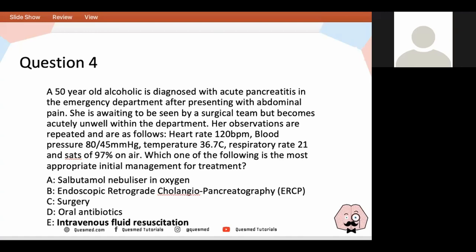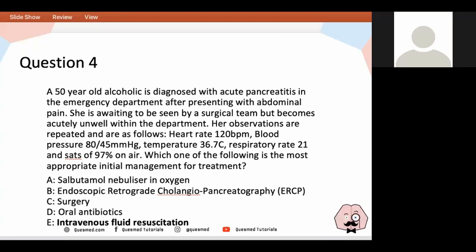Good. So the majority of people got this correct. This is an acutely unwell surgical patient and she needs to be resuscitated. She's tachycardic and hypotensive and she needs IV fluids. So fluids that are very good for resuscitating patients include Hartmann's and saline. Fluids like dextrose are not good for resuscitating these patients.